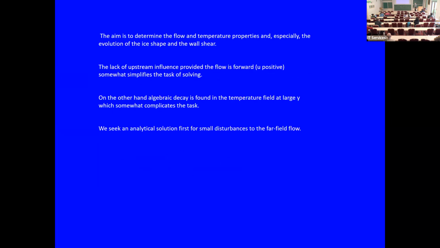So in this condition, theta is going like some multiple of y, but the next term is order one, that's fine. But then there's a y to the minus one and a y to the minus two term, et cetera, et cetera. That makes the computation more difficult. So the first thing to do, we felt, was to look for an analytical solution for small disturbances to the far field flow. This corresponds to the shape F being relatively low.